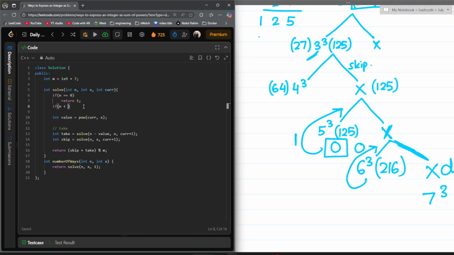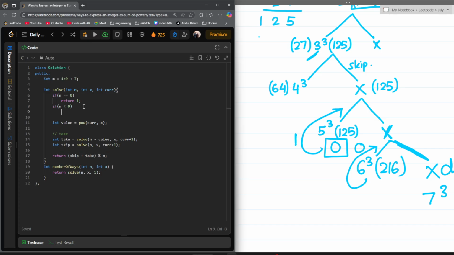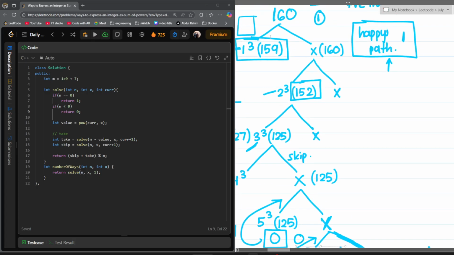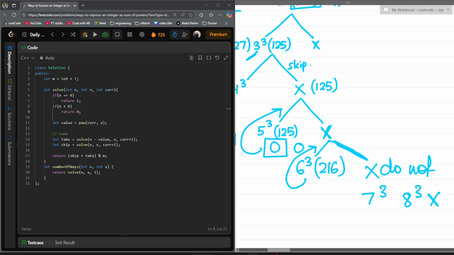If n is less than 0, if it's become negative, then you return a 0. You say that from this particular path, I won't be able to get any happy path. Now we also said one thing, that if the value has exceeded what you are trying to make, what I'm trying to make is 160, but then 6 to the power 3 is 216, then do not do anything, just return from there, because that lets you know that there are no more recursive calls which are needed.